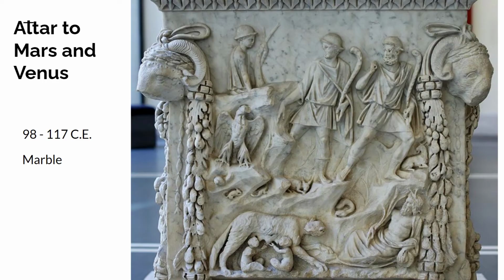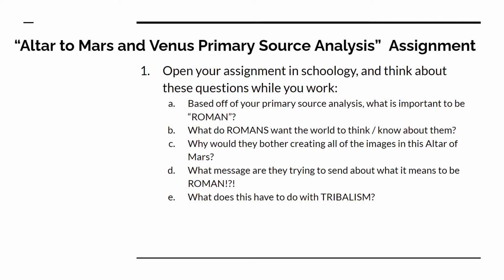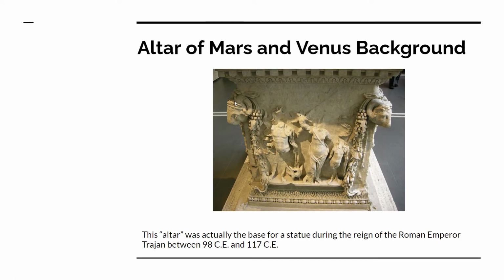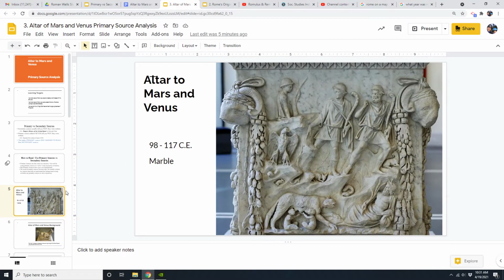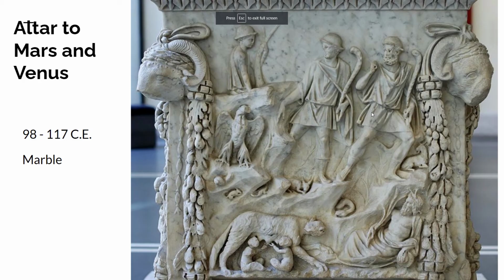Okay, so what you guys are going to be doing in this assignment, there's an assignment in Schoology called the Altar to Mars and Venus Primary Source Analysis. And when you open that up, it's going to have a series of questions for you. But before you do that, the first thing I want you guys to do, and I'll show you this in a second, you're going to use this slide here. So this is slide, I believe, 5 in the slideshow. You're going to go to slide 5, and you are going to look for all of the symbols that you can possibly find from our story of the Roman origin story.